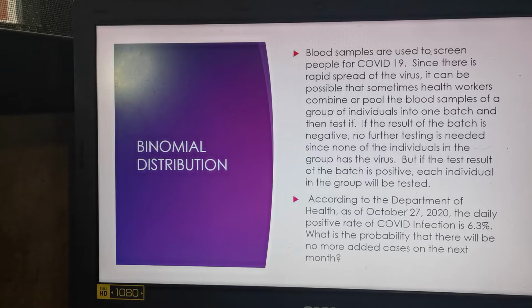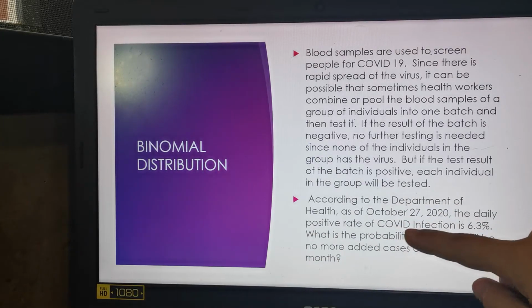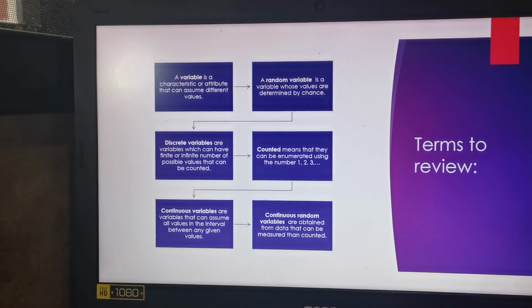Okay, so this is one of the problems that can be solved by discrete probability distribution, and later on maybe we are going to deal with that question. Okay, so before we proceed, there are just some terms for us to review, and these terms were already introduced to you way back, I guess in grade 7 or grade 8.